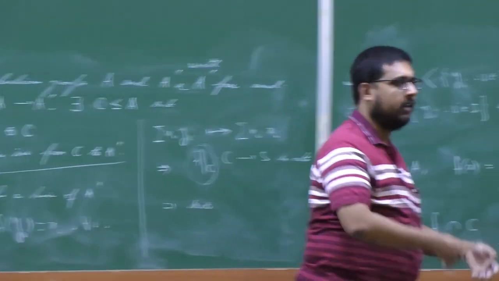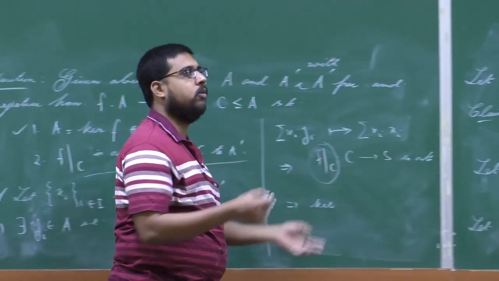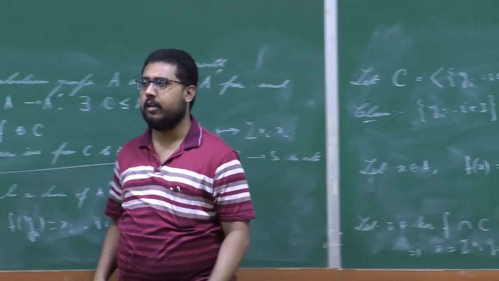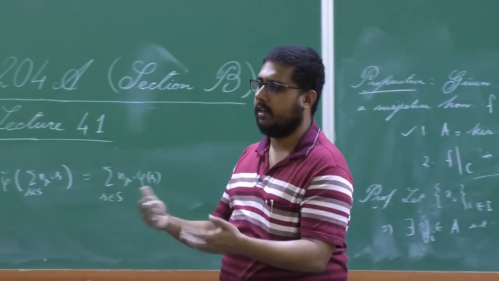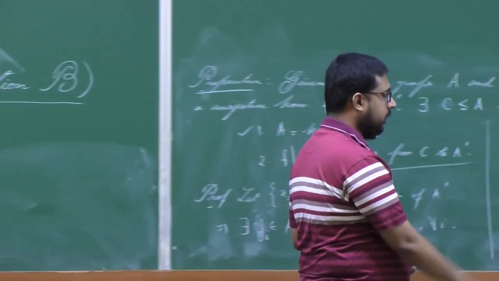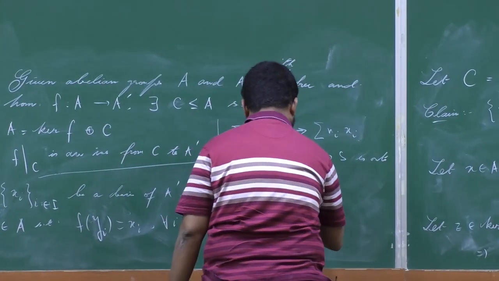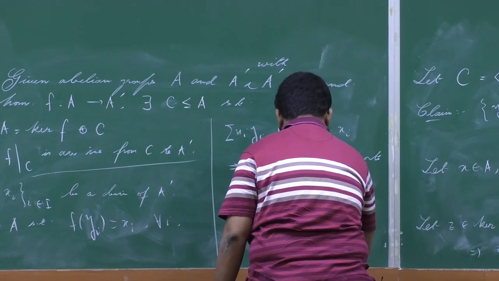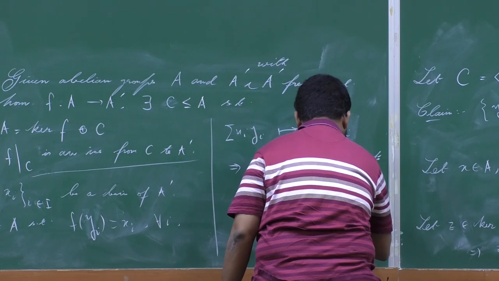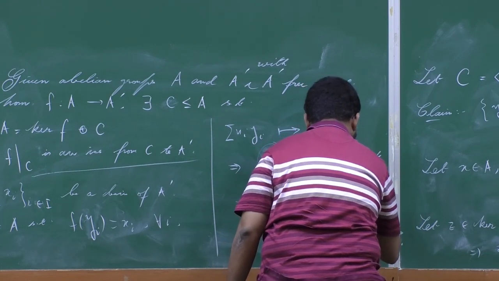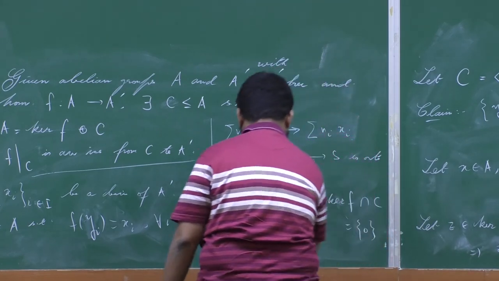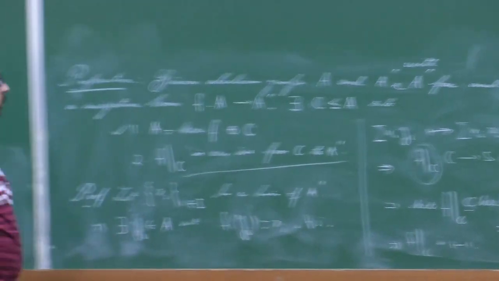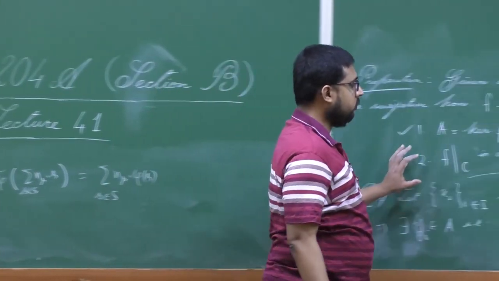Since these arguments are quite straightforward, I am not writing all the details. I am just writing some of the main steps and explaining orally. Since you can see that the arguments are quite straightforward, even from the oral explanations you can fill up the details. You can work out all the details if necessary. The kernel of f restricted to C is of course a subset of kernel f. Kernel f intersects C trivially. So this shows that it is one-one.